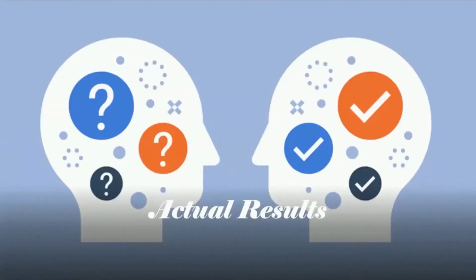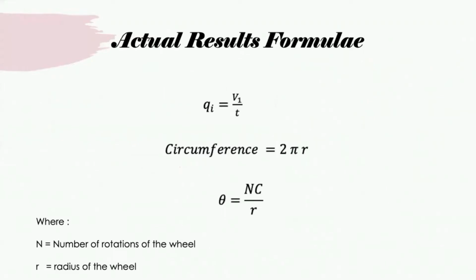Actual results. The actual input flow rate used can be measured. Since volume of the bucket tank is fixed, we can simply divide the time taken to fill it to determine the input flow rate. Since the wheel is a circle, the distance around the wheel is equal to its circumference. Hence, the total angular displacement is equal to the number of rotations multiplied by the circumference of the wheel divided by the radius of the wheel.